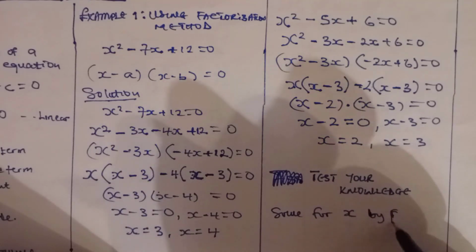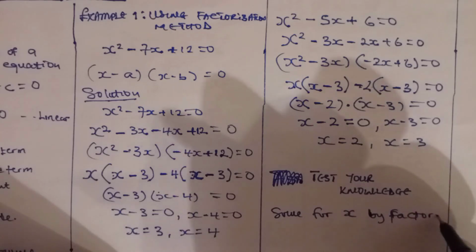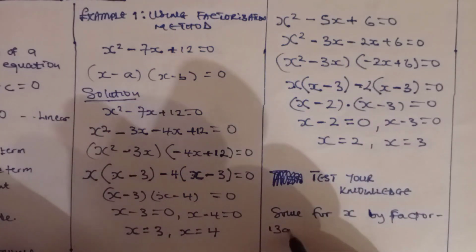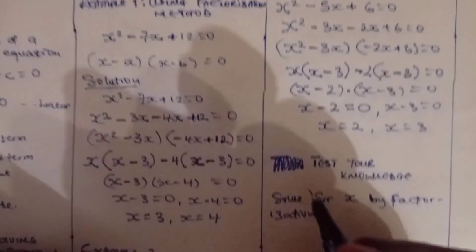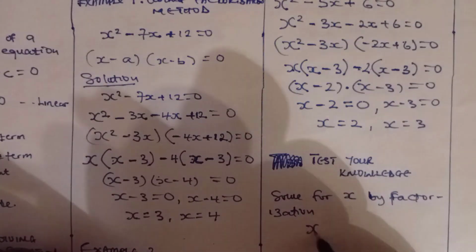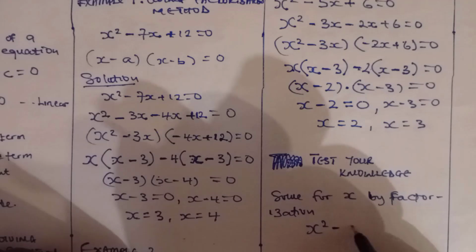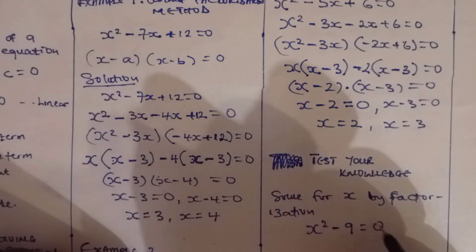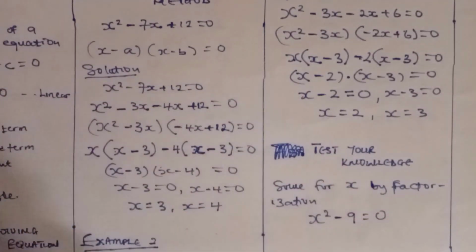The question says solve for x by factorization. So the question says x squared minus 9 equals 0. This is a quadratic equation.